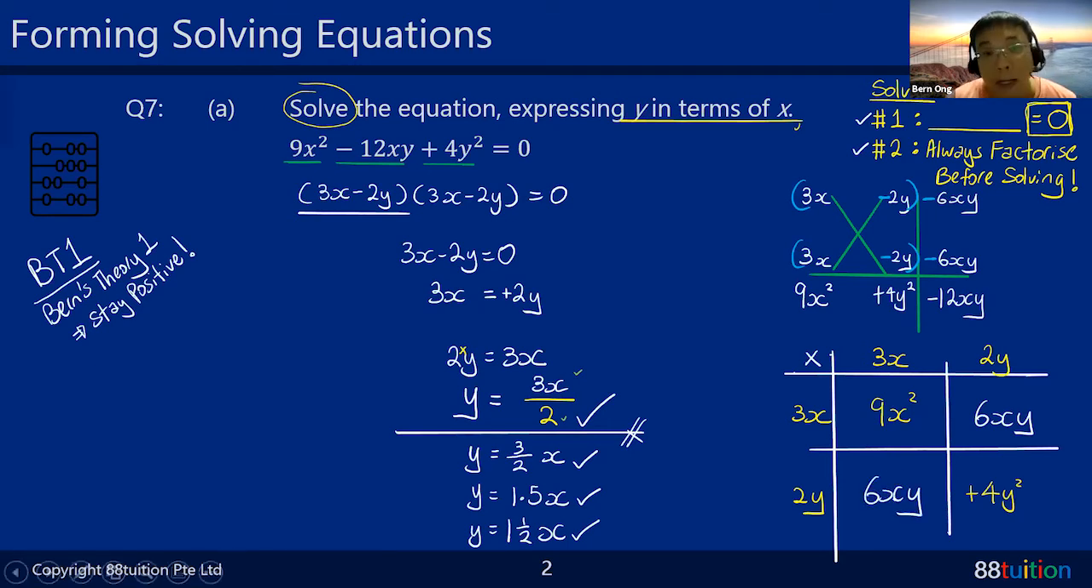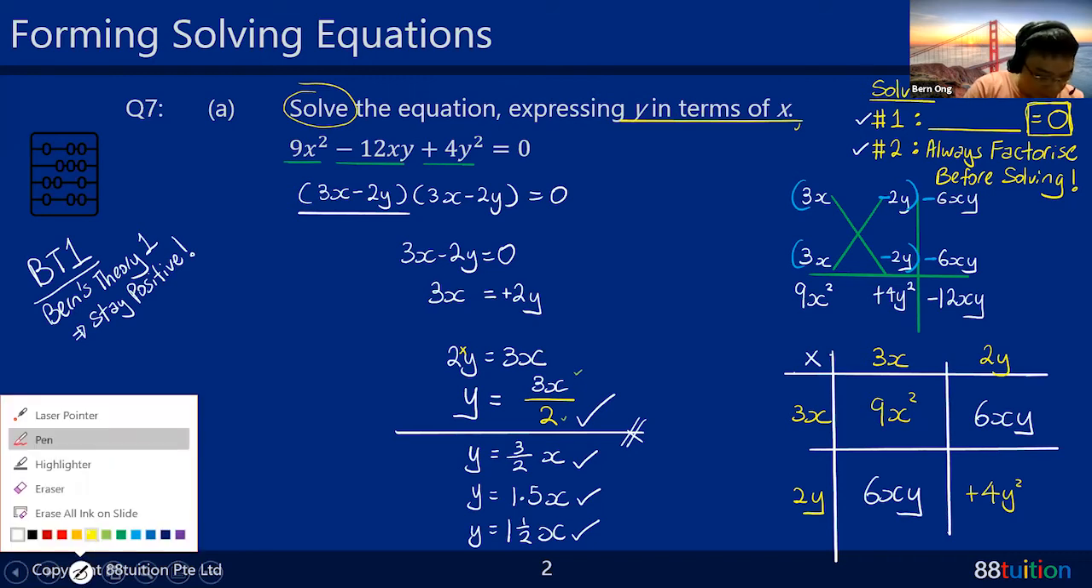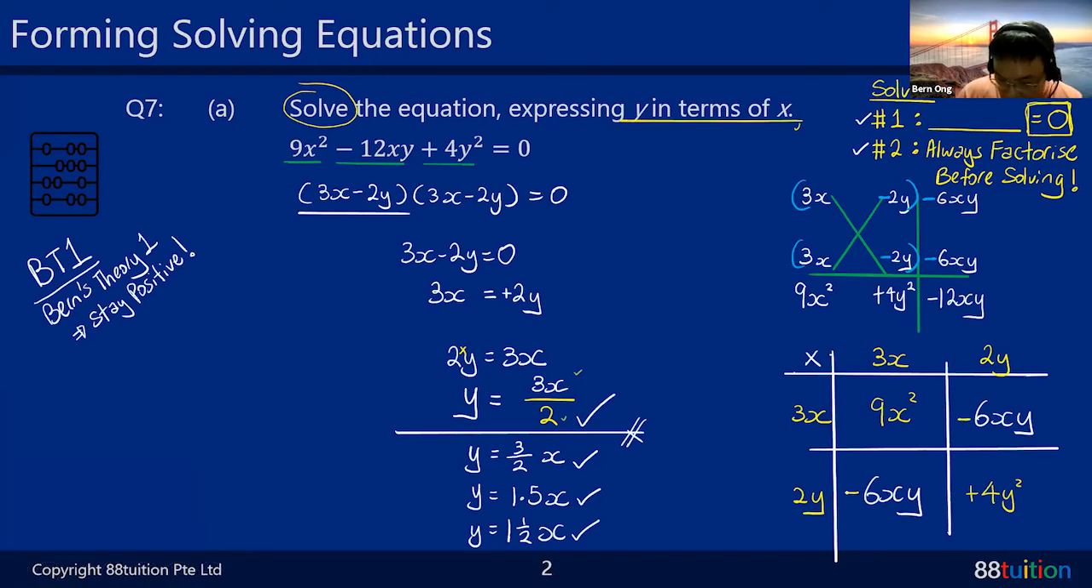Remember, you want a negative 12xy. So down here, I put a minus. Down here, I put a minus. So I will put the minus here, copy the minus here, and copy the minus here, to get the minus 12xy.